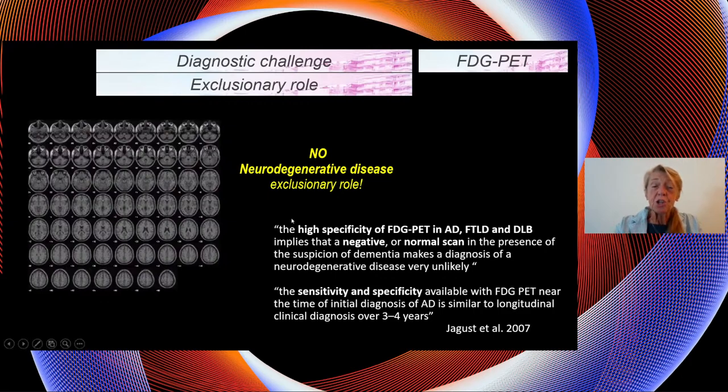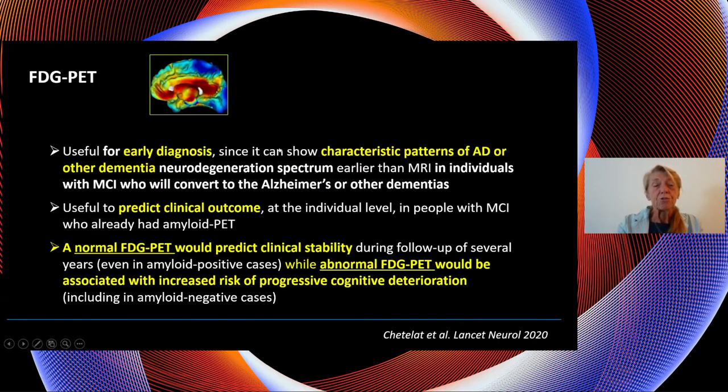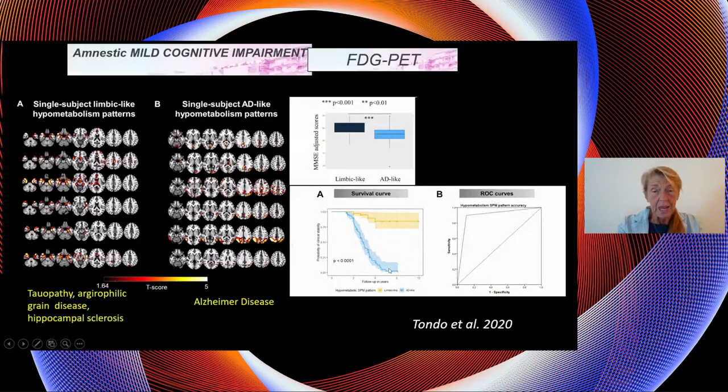When there is no alteration, this is again and still more important because no neurodegenerative disease is in act. So FDG PET is useful for early diagnosis, with characteristic patterns of AD or other dementia in the preclinical phase, and to exclude the presence of neurodegeneration.